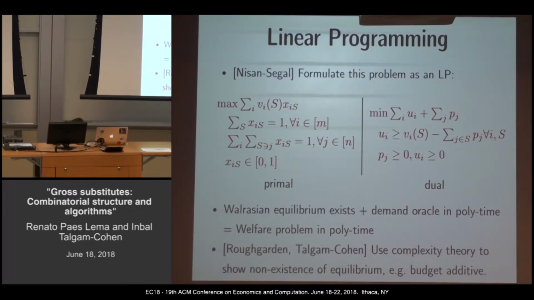And one very nice consequence is something that Inbal and Tim Roughgarden proved, which is that you can actually use complexity theory to show non-existence of equilibrium. So if somehow these problems, the demand oracle and the welfare problem, are not in the same complexity class, then Walrasian equilibrium should not exist. Inbal is talking more about that in the second part of the talk. I thought it was a very nice connection between using complexity to say things about equilibrium, something that has nothing to do with complexity, they prove using complexity theory as a tool.